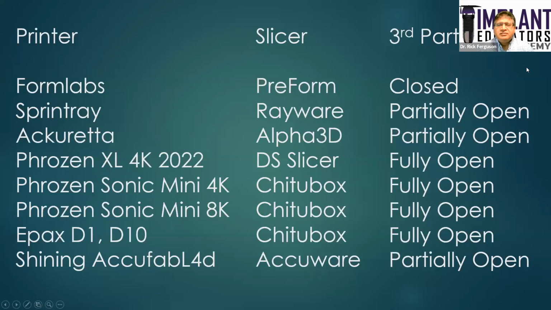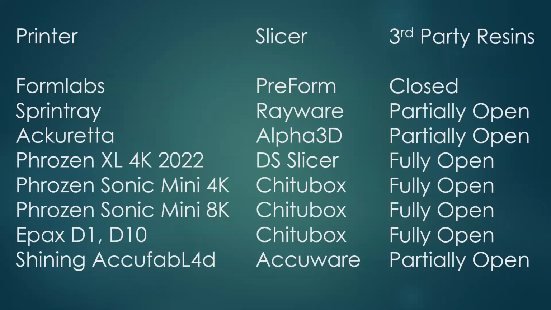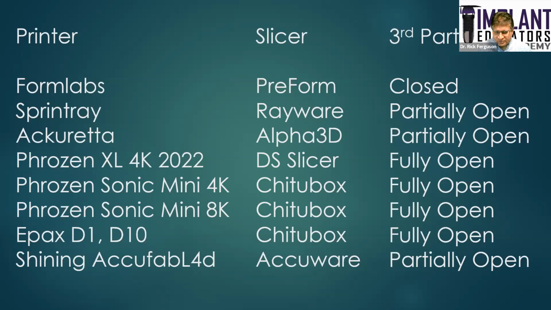Okay. All right. Yeah, as I was saying, the slicer software is, of course, dedicated for each printer. So the Formlabs software is called Preform. It is a closed system, so you can't use third-party resins easily, although there are a few hacks to be able to do that, but it's not easy. It's mostly a closed system.